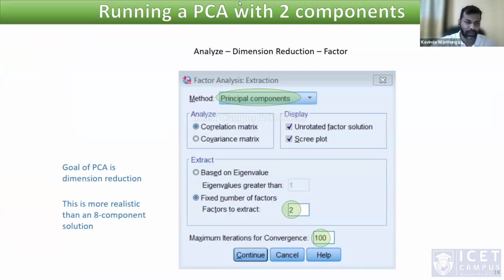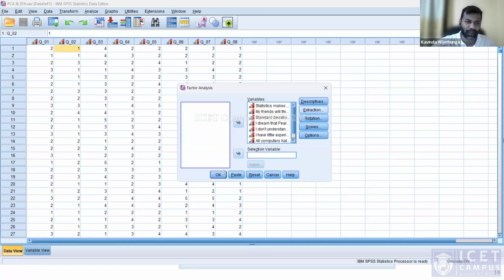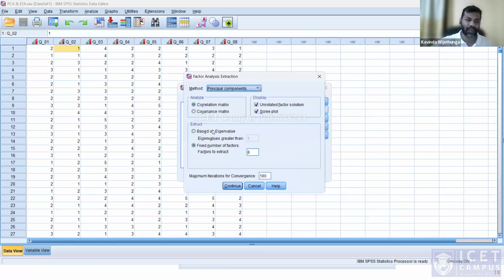then dimension reduction, factor analysis, same thing. For extraction we use principal component analysis, that's okay. Correlation, everything is the same. So I'm going to reduce this one. The number of fixed factors mentioned here as 8, so I'm going to reduce it to 2. Factor analysis, so we'll see the outputs. Total variance explained, this one.